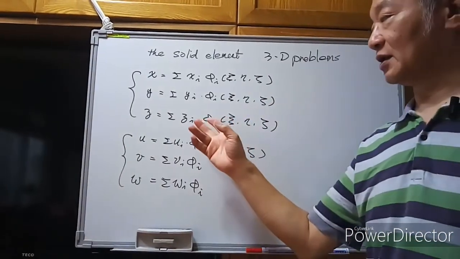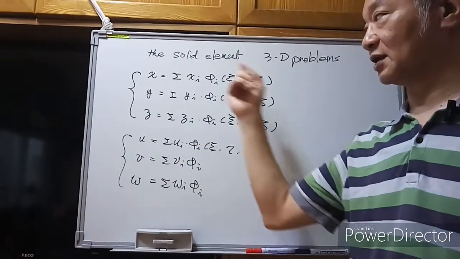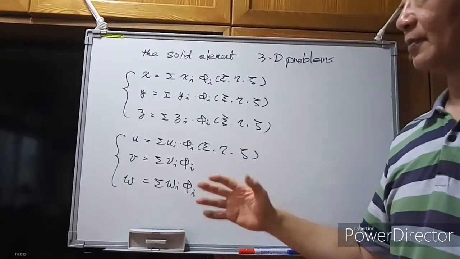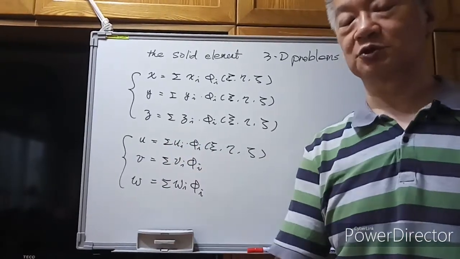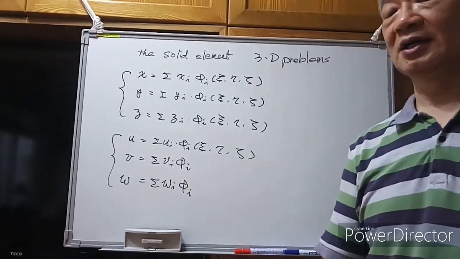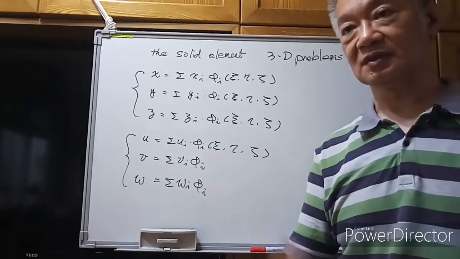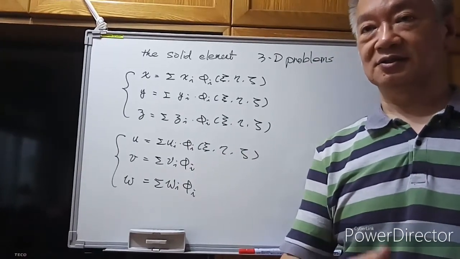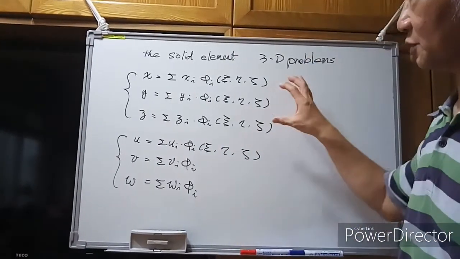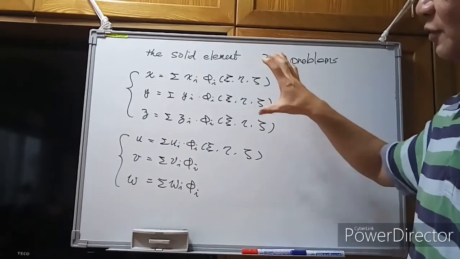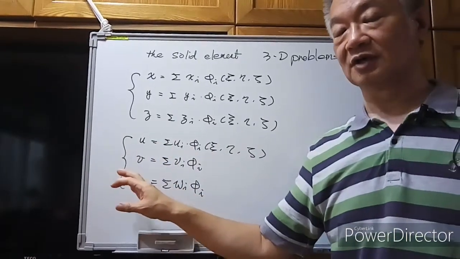For example, one could use 8 nodal points to define the xyz functions, and use 27 nodal points to define the u, v, and w functions. This type of formulation is called the reduced parametric element. Most of the time, we use the same number of shape functions for the xyz functions and the same number of shape functions for the u, v, and w functions.